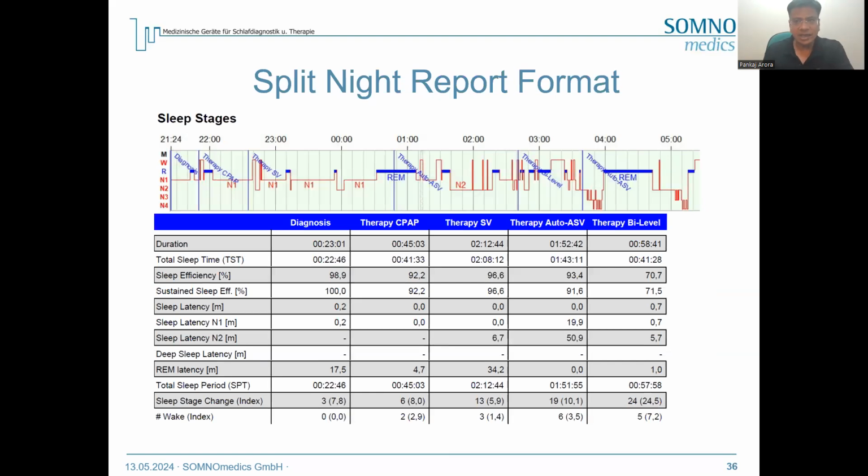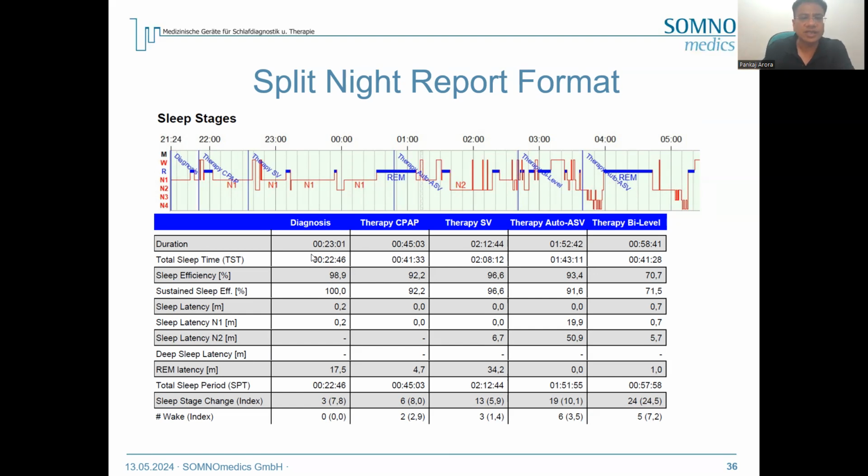So again, it gives you a diagnostic report. It gives you a titration, full night titration report. You can also do a split night report where you put diagnostic in the first half of the night, and once you see there are severe obstructions happening, you then put a titration, and you would like to abolish these events during the second half of the night. So this is called a split night. So first half diagnostics and second half titration.